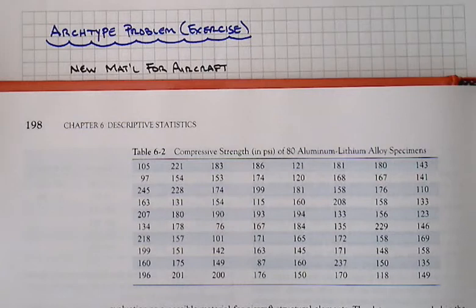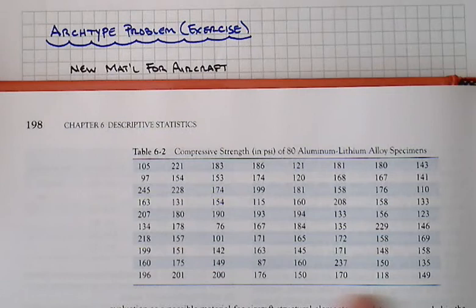The typical type of problem or exercise that you'll be working in this course is one that's going to be focused on data. What the heck do we do with a whole lot of data that has been collected? What you see on screen here is out of your Montgomery and Runger text, and that is that we have a set of 80 samples of a new aluminum lithium alloy that have been tested for their compressive strength. And we've collected all those results, and now what do we do with all of them? That's a lot of numbers to be carrying around.